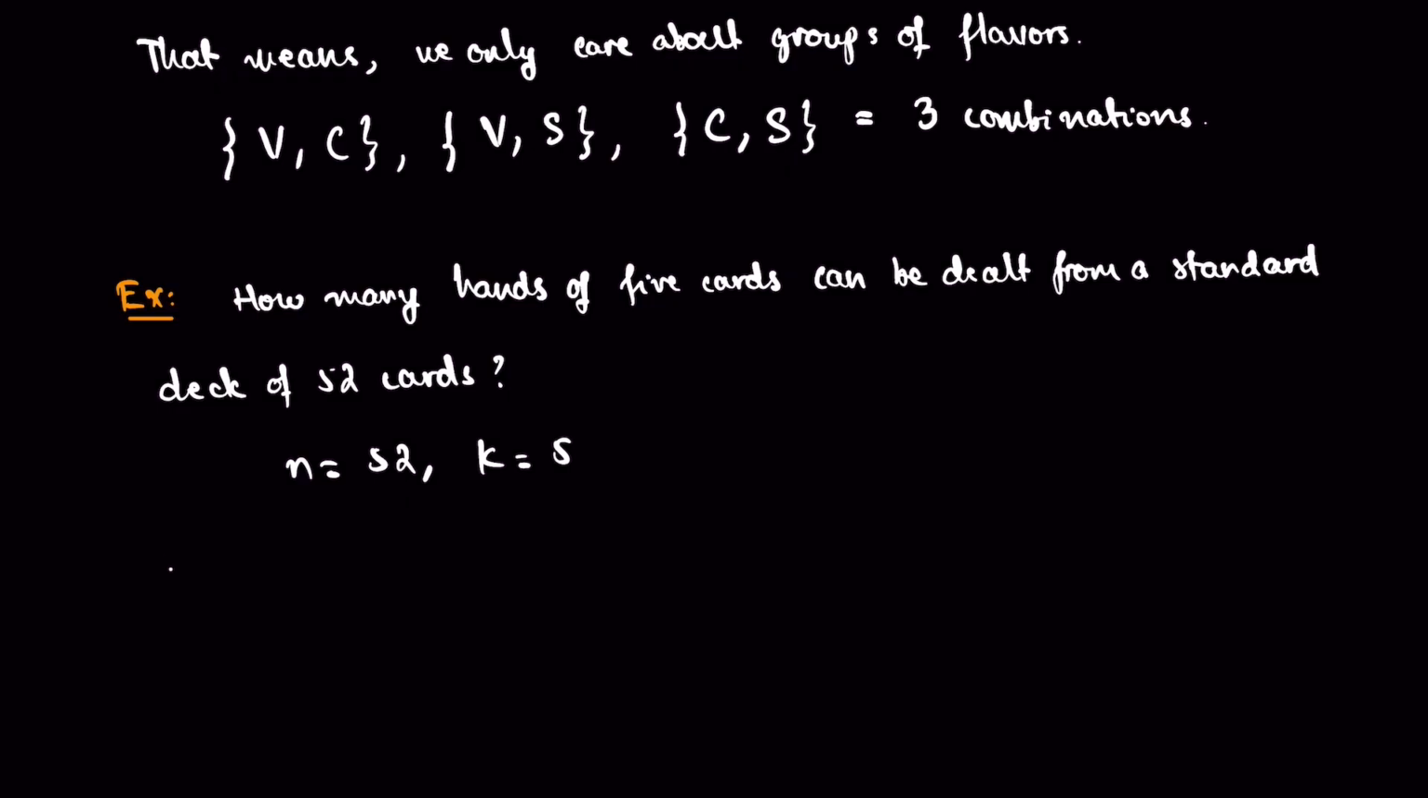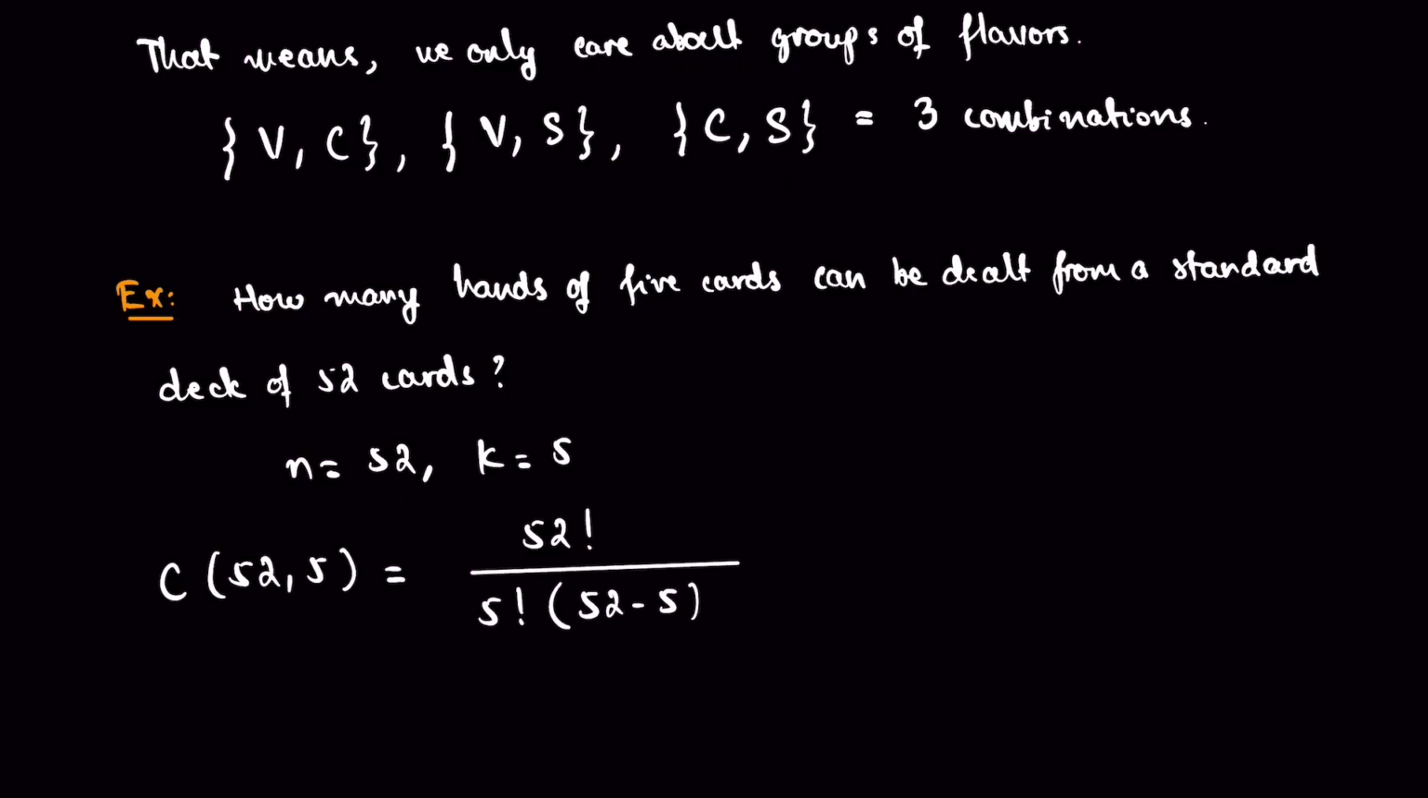So we're going to find the number of hands by setting up the following formula. C, which is combinations of 52, 5, is equal to 52 factorial divided by 5 factorial times 52 minus 5 factorial. This is equal to 52 factorial divided by 5 factorial times 47 factorial. Now you plug this into a calculator and you're going to get 2,598,960.